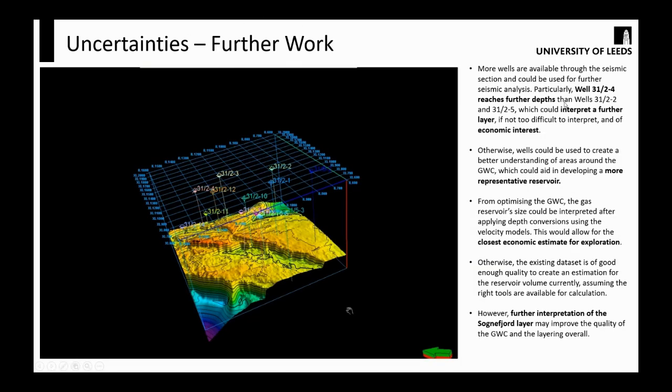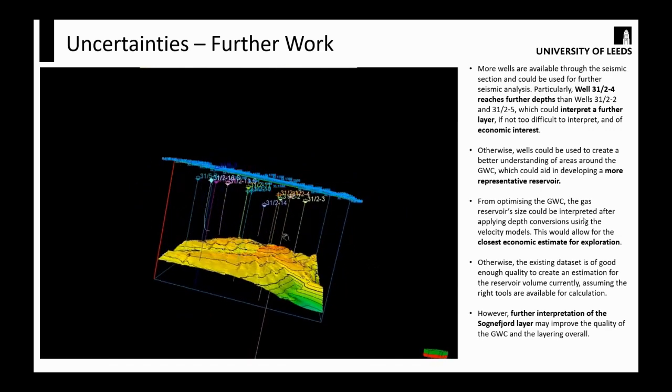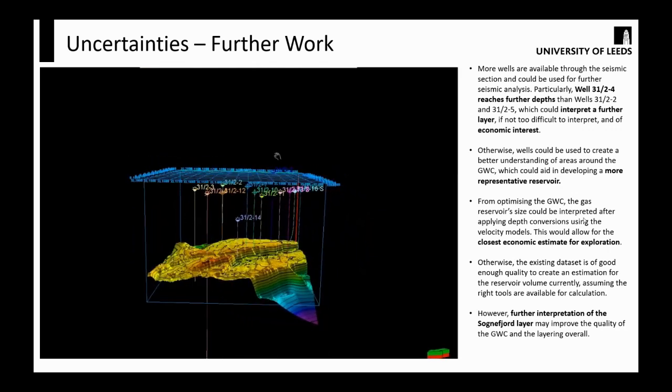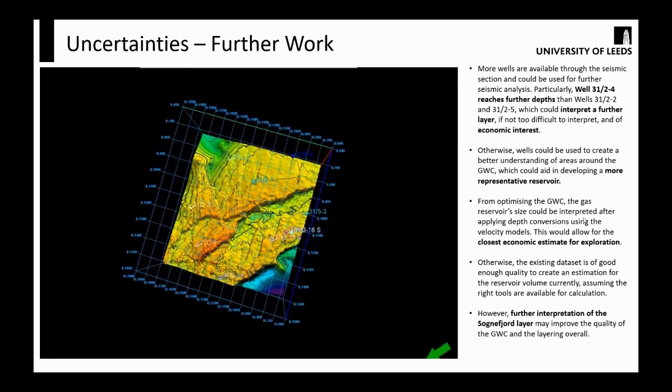With respect to further work, there are some more wells available in the data set, which might be more helpful in ascertaining some of the features here, although I didn't feel the need to do this, and I also couldn't create a velocity model off them, so I didn't use them in this case. But of course, if they're useful and they have some bearing on economic interest, then it could definitely be worth using. However, I think the best use of time would probably be to do further interpretation of the Sonny field layer, just to ensure that the gas water contact and the reservoirs have the right depths in each part, and that would probably have the largest effect on the outcome of the project.